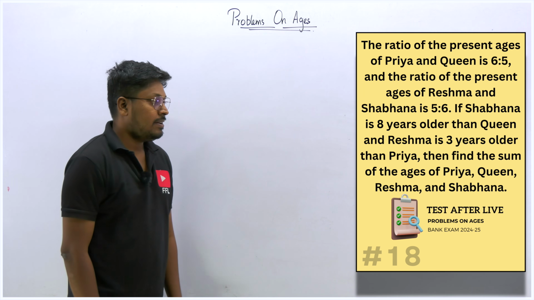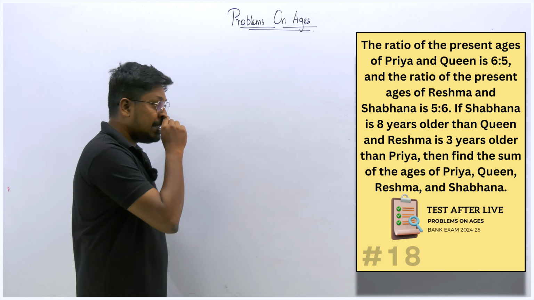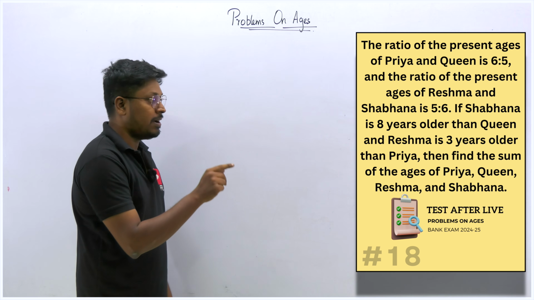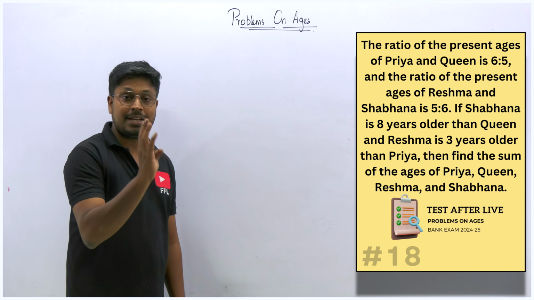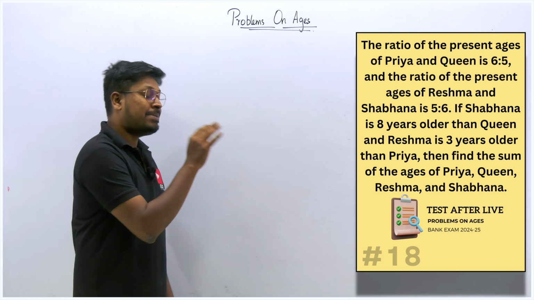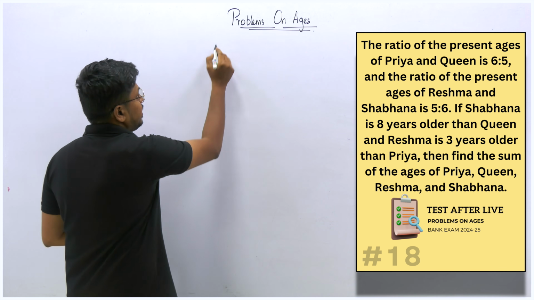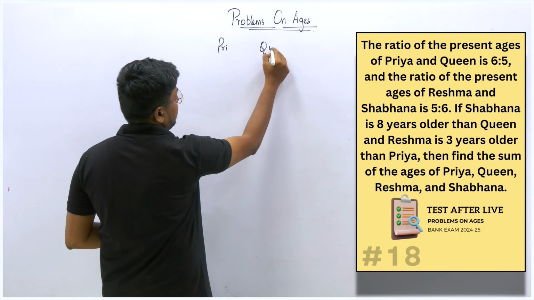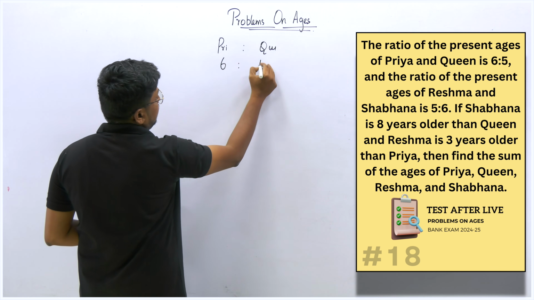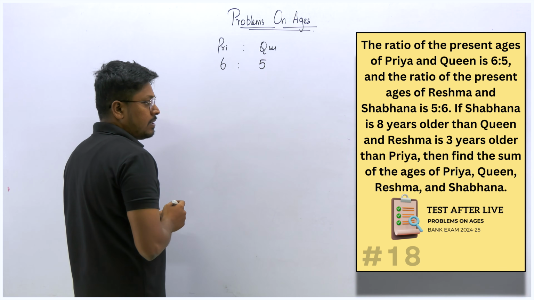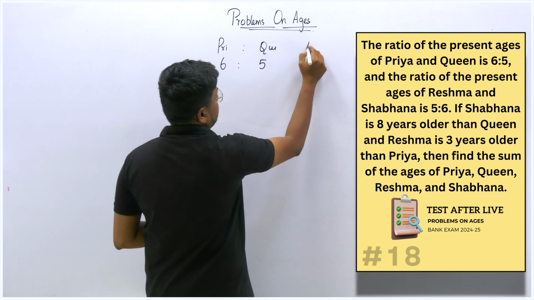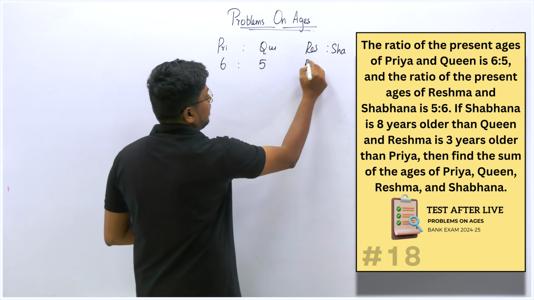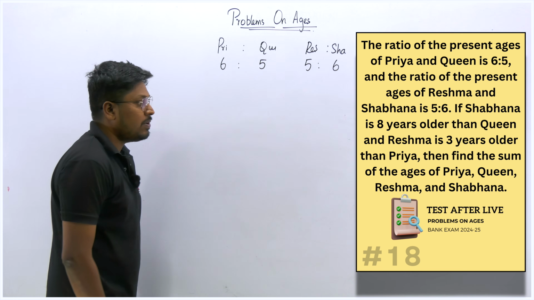Question number 18. The ratio of present age of Priya and Quinn is 6:5 and the ratio of present age of Reshma and Shabana is 5:6. Totally there are 4 persons and all the 4 persons' present age ratios have been given. So what they have given is Priya and Quinn, right? Priya and Quinn they have given a ratio as how much? 6:5. And similarly another 2 persons, that is Reshma and Shabana, where the ratio has been given 5:6. So two different ratio values have been given.